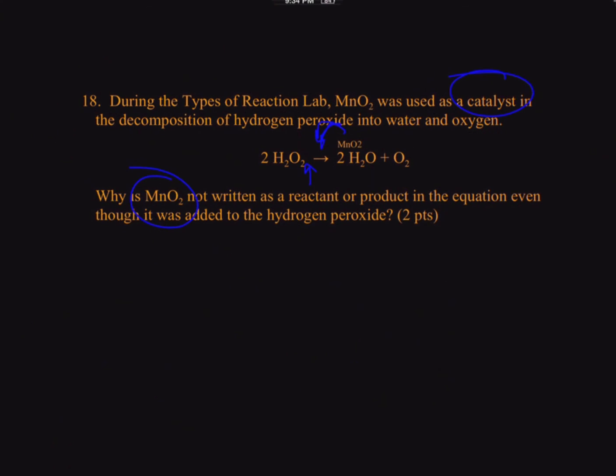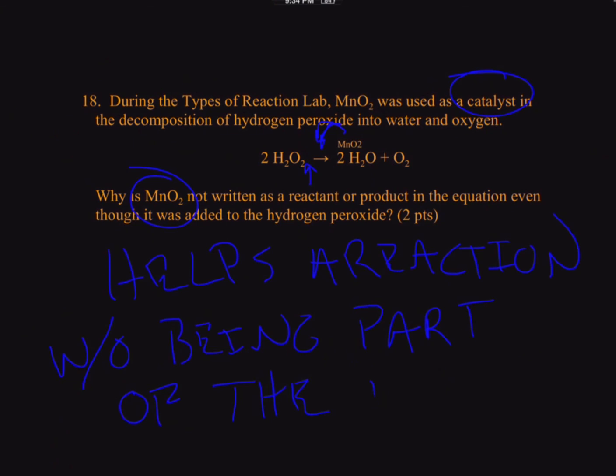So a catalyst helps a reaction, and we'll talk later in the year about how that works, without being part of the reaction. So it doesn't get changed in the reaction. RXN, sorry, abbreviation for reaction. So a catalyst helps a reaction take place without actually being part of the reaction, which is why we don't include it as a reactant or a product, because it's unchanged. It's not something that's being changed from one substance into another.